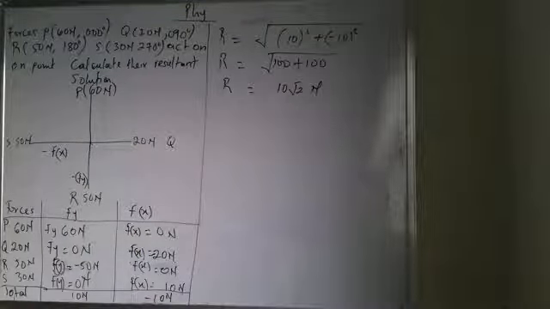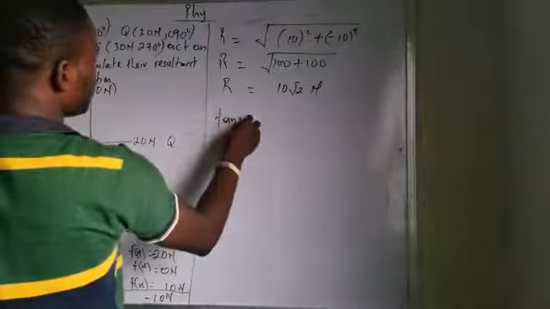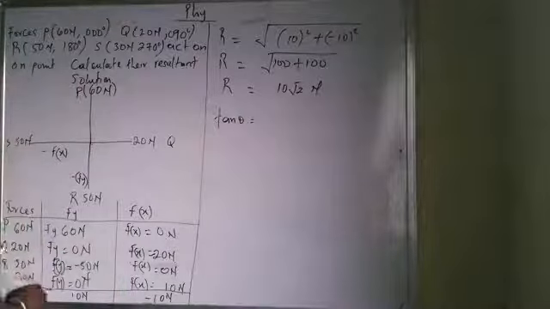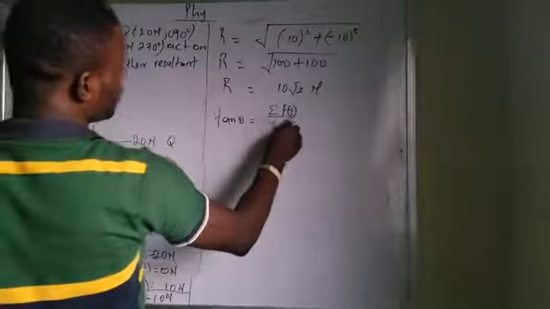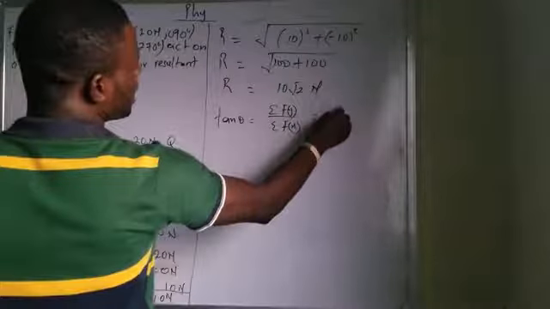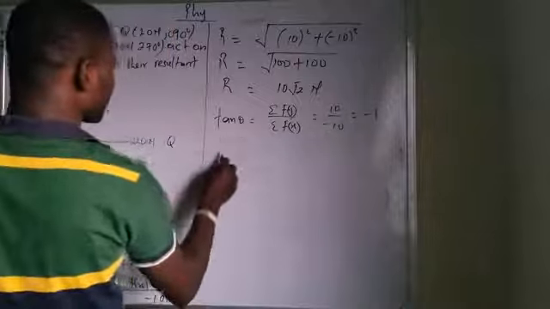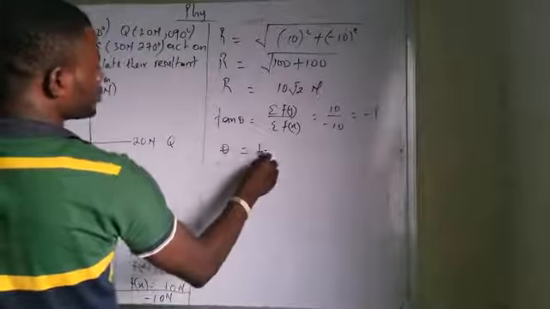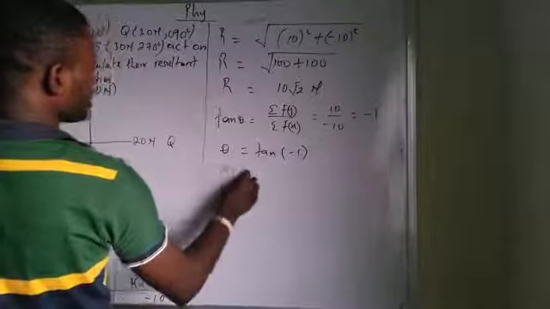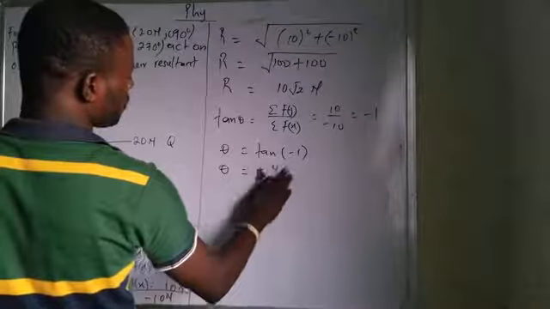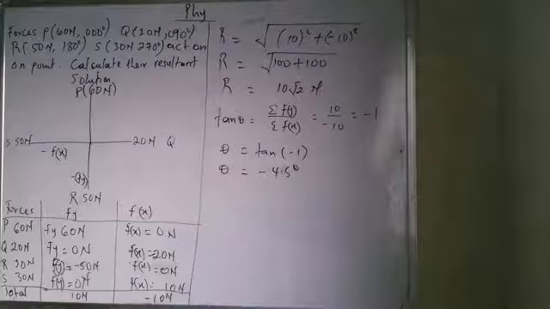Since I have it that way, I can answer that my tan theta, which is the angle we are talking about, will be equal to summation of f of y all over summation of f of x, which is 10 all over minus 10, which is equal to minus 1. Now, I can say that theta equals tan inverse of minus 1, which gives theta equal to minus 45 degrees.